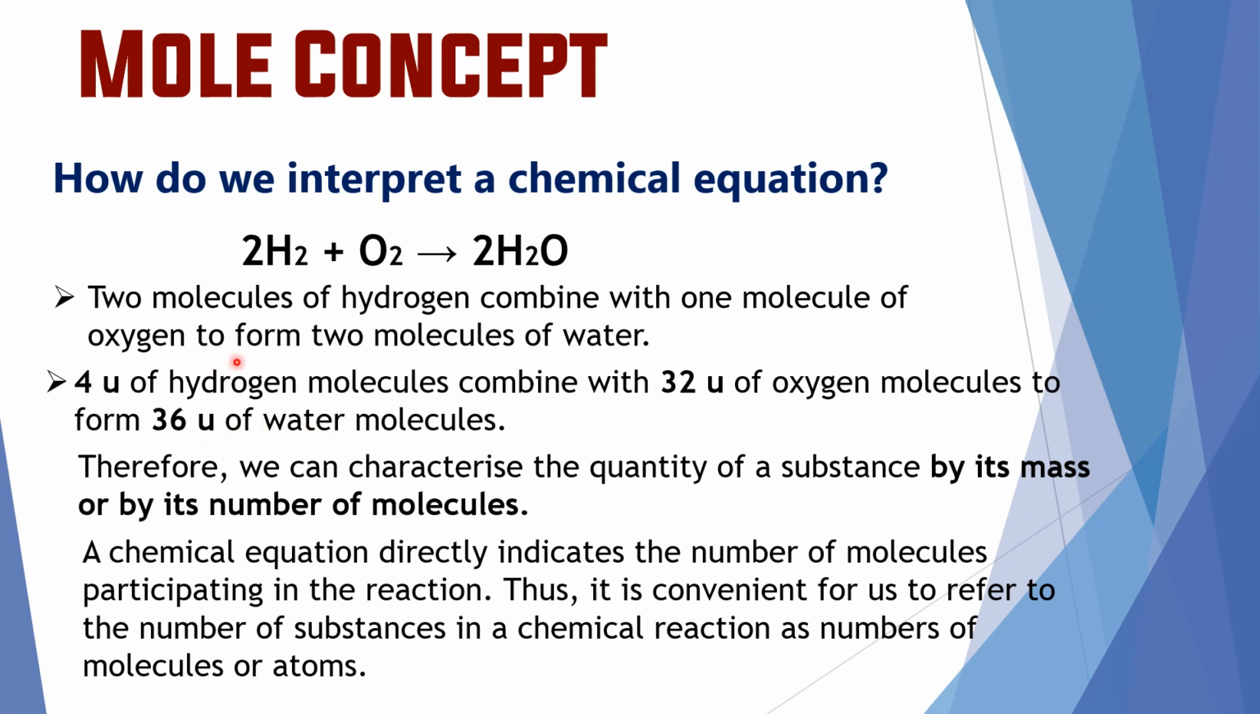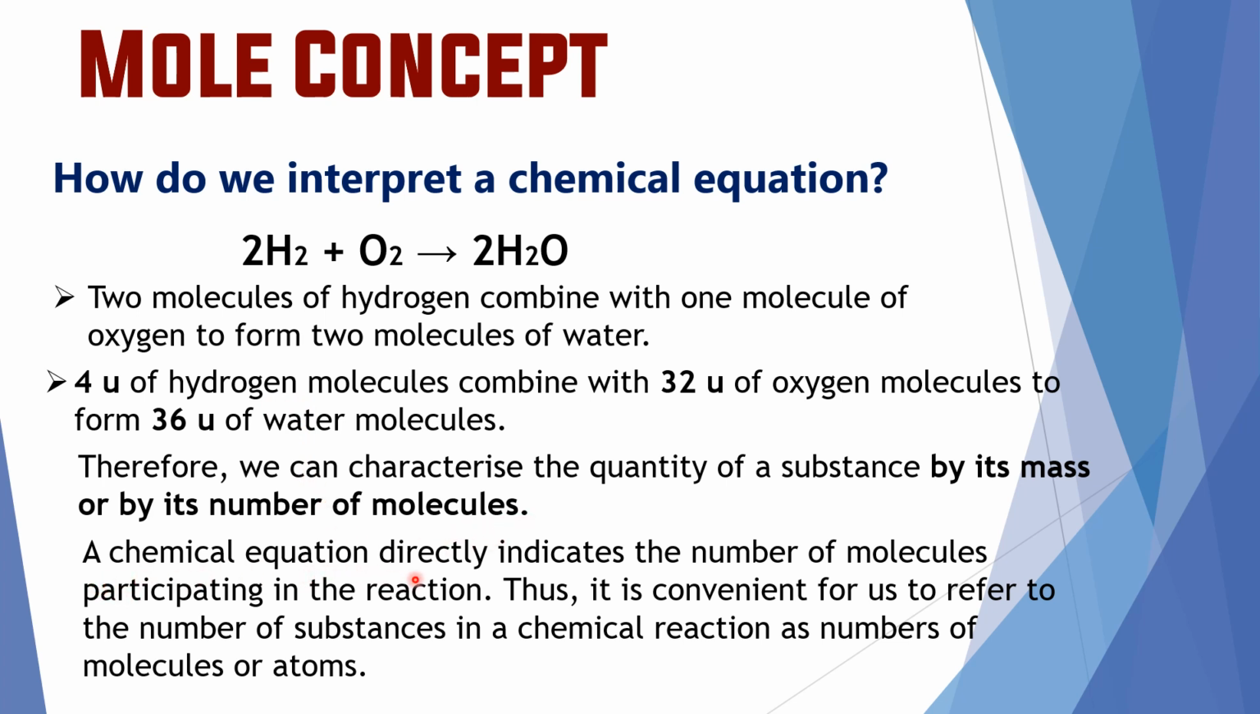So these are the two ways of interpreting a chemical equation. Therefore, we can characterize the quantity of a substance by its mass or by its number of molecules. In both cases we give importance to the quantity, by its mass or by its number of molecules.